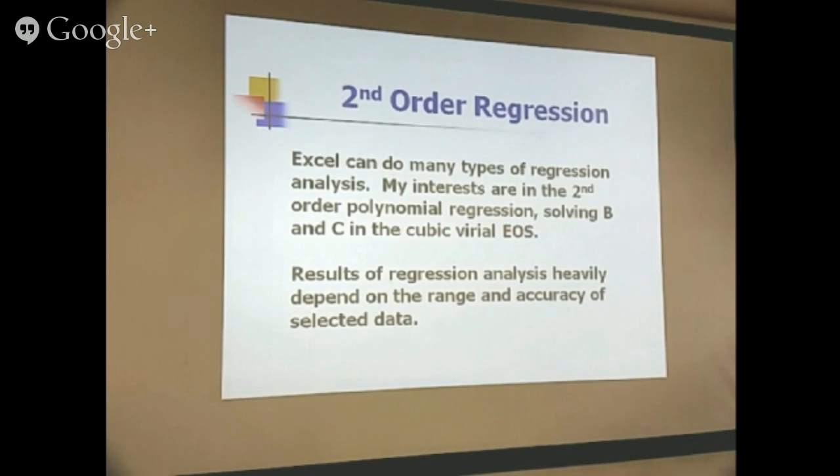Okay. So Excel can do many types of regression analysis. My interest is in the second order polynomial regression, specifically solving B and C for my cubic virial equation of state. But the results of regression analysis heavily depend upon the range and accuracy of the selected data. Basically, it's range. If you select a different range, you get different results.